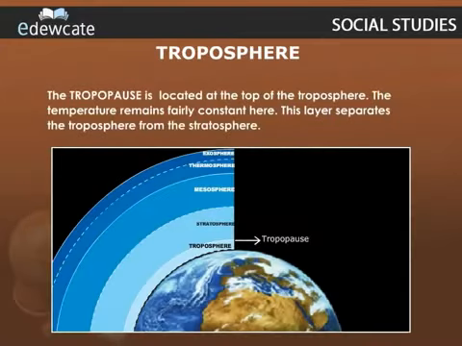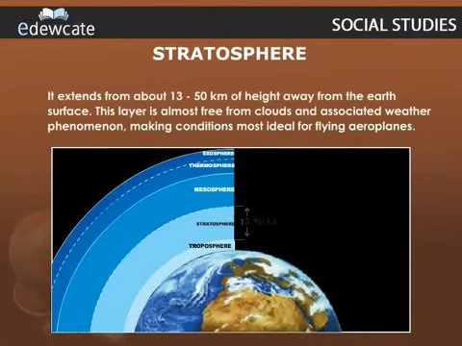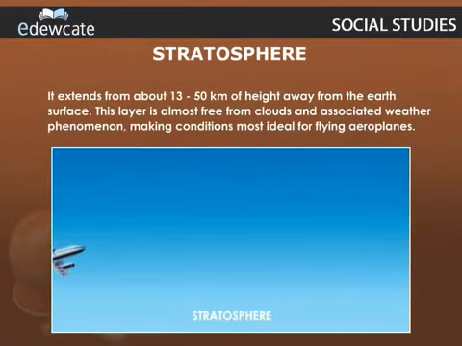The tropopause is located at the top of the troposphere. The temperature remains fairly constant here. This layer separates the troposphere from the stratosphere. It extends from about 13 kilometers to about 15 kilometers of height away from the Earth's surface. This layer is almost free from clouds and associated weather phenomenon, making conditions most ideal for flying aeroplanes.